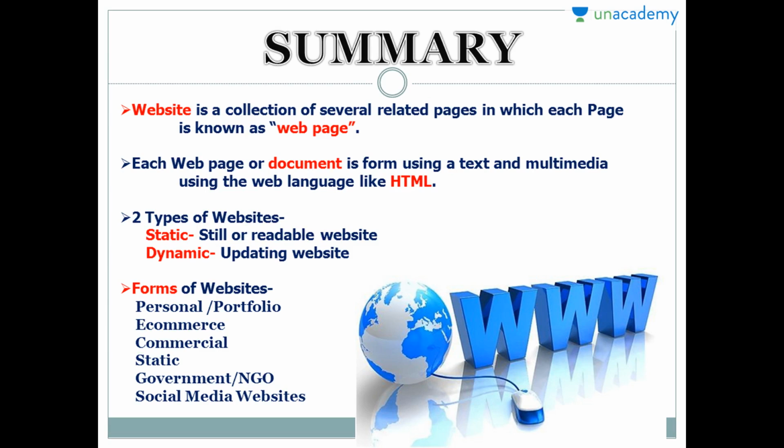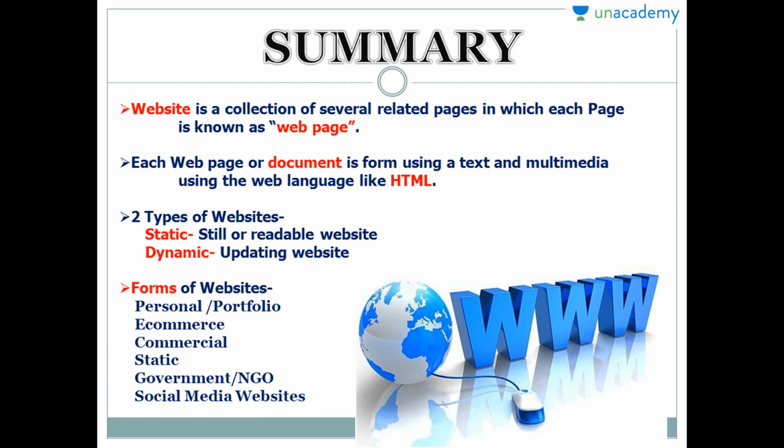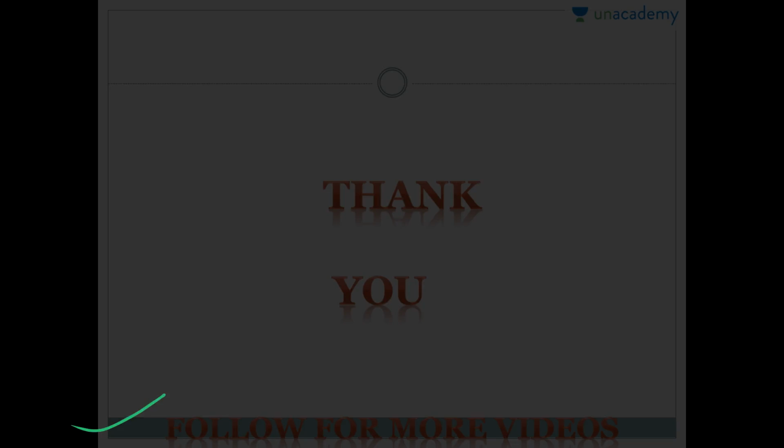So this is a summary of the lesson that we have studied till now. A website is a collection of several related pages, in which each page is known as a web page. Each page or document is formed using text or multimedia, using the language known as HTML. Then we have studied the two types of website, that is static website and dynamic website. Then we have seen the forms of website like personal or portfolio website, e-commerce website, commercial website, static website, government or NGO website, and social media websites.